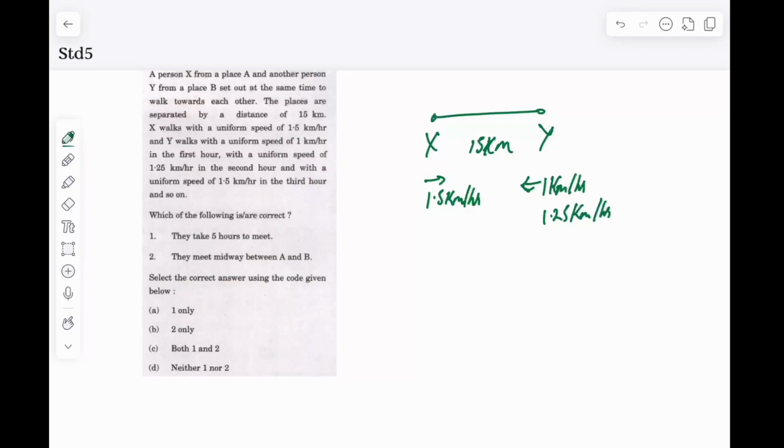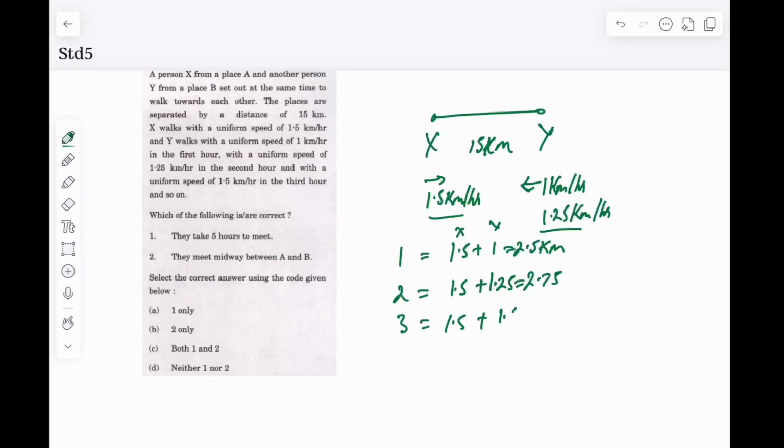What is the correct statement? So let's see, when they're moving in the opposite directions, they'll meet eventually, we know. So in the first hour, they'll be covering 1.5 plus 1. So X travels 1.5, Y travels 1. So total comes out to be 2.5 kilometers. In the second hour, X will again travel 1.5, Y will travel 1.25, and they cover 2.75. Then the third hour, 1.5, then 1.5, and it becomes 3. So I know subsequently it will be 3.25 and then 3.5.